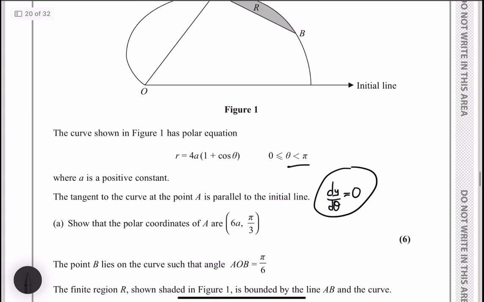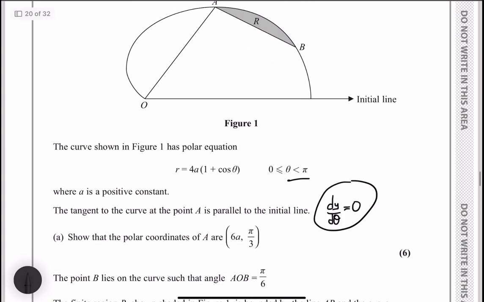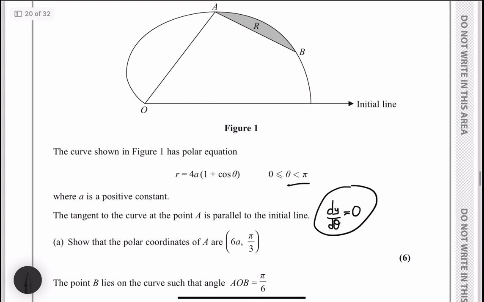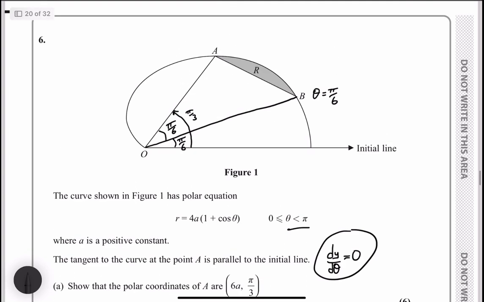Now the point B lies on the curve such that the angle AOB is pi by 6. So if I draw OB on here, AOB is pi by 6. Okay, and we've just found that the angle from the initial line to A is pi by 3, so all of this angle here is pi by 3, which means this one is also pi by 6. So B is at theta equals pi by 6, and A is at theta equals pi by 3.